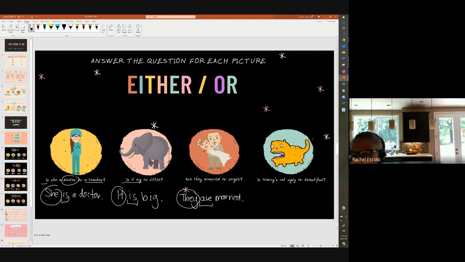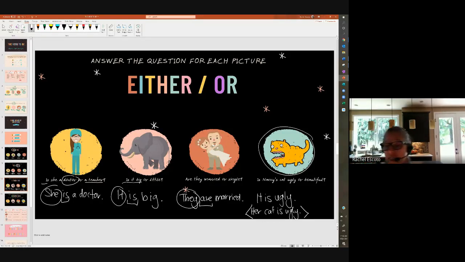And this one says, look at Nancy's cat. Oh boy. Ugh. Is Nancy's cat ugly or beautiful? It is ugly. Okay, for you advanced people, I also could have said her cat is ugly or Nancy's cat is ugly. Okay, so these are either or. It means I must choose between this one or this one. So I made a choice and I wrote my answer. And my answer ends up in the affirmative, but it's because I chose one.